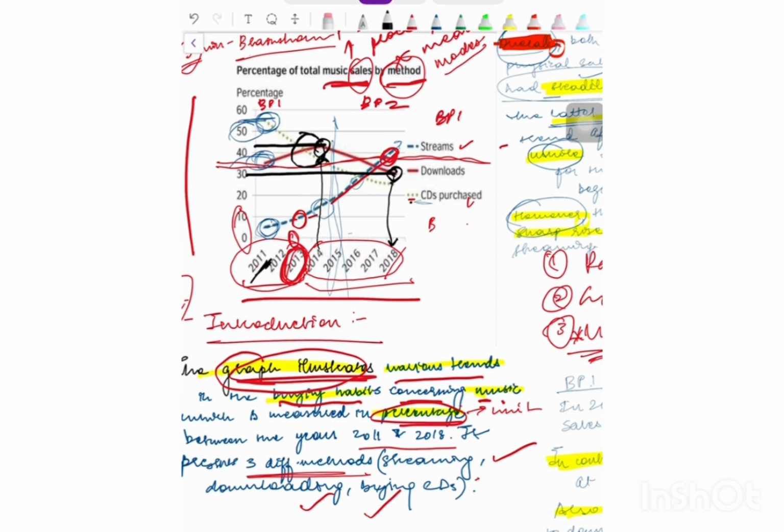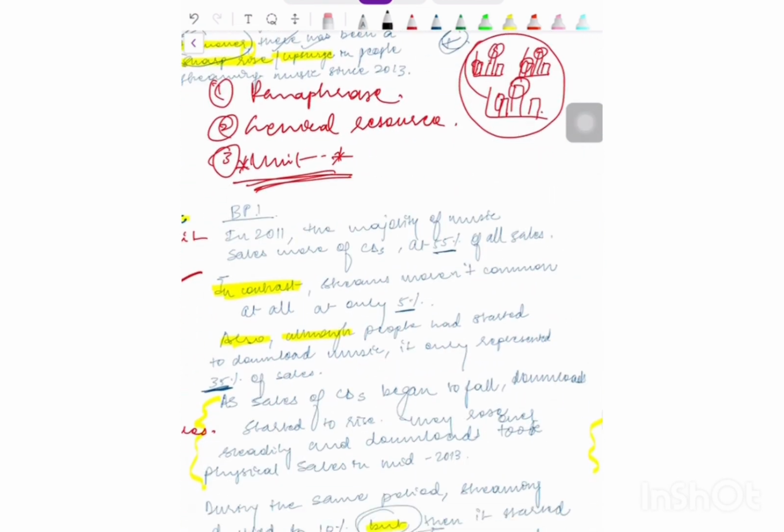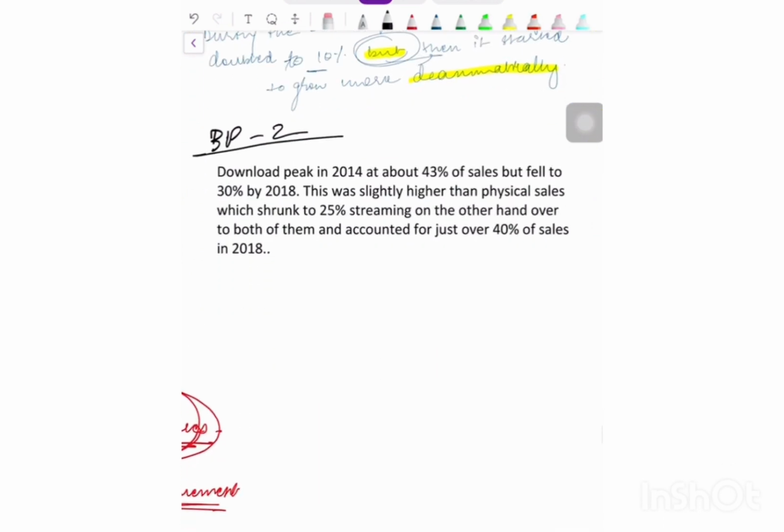Peaked in 2014 at about 43% of sales, but fell. See here, another linker is used, although, fell to 30% by 2018. Use something synonymous with but; you should not write exactly but, or don't write and. But and should not be used like that only. You always have to write the synonyms. This was slightly higher than the physical sales, which shrunk, good word, to 25%. Streaming, okay.